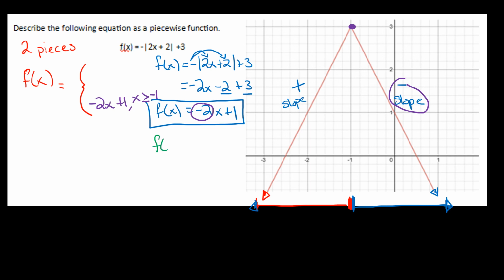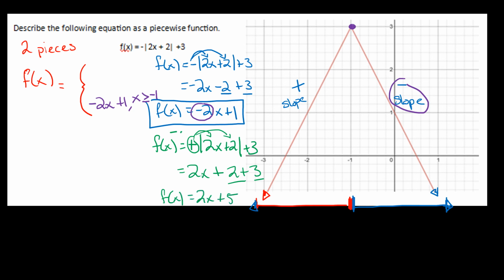If we say f of x equals negative absolute value of 2x plus 2 plus 3, we want to apply that KISS method like we've done in the past, like we were doing yesterday, but we're just going to multiply the equation by a negative. So when we multiply by a negative, this just becomes a plus here. When we distribute it, nothing's going to happen. So this is going to be 2x plus 2 plus 3, combine like terms. So we get f of x equals 2x plus 5. 2 plus 3 is 5.